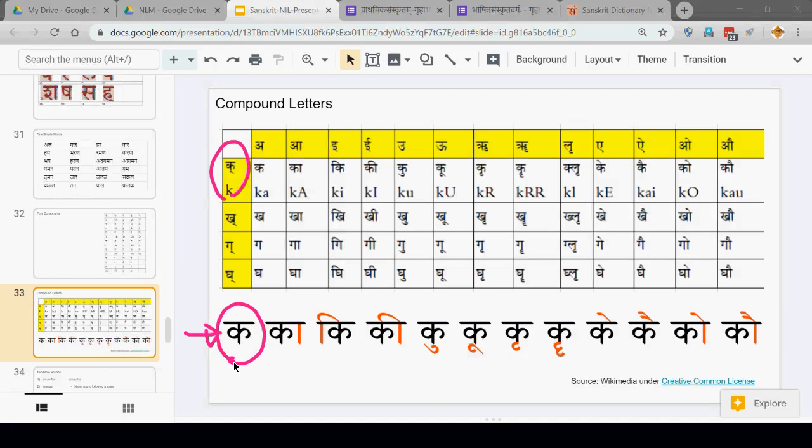When we add a to the k consonant, it becomes ka. To the full letter as shown here, we add a vertical line after the full letter k, and then the sound becomes ka. So to the k consonant we are adding a sound. The table is shown here. If we add a sound, it is written like this, and it is sounded ka.